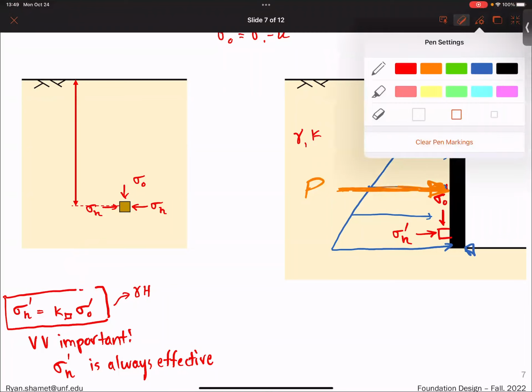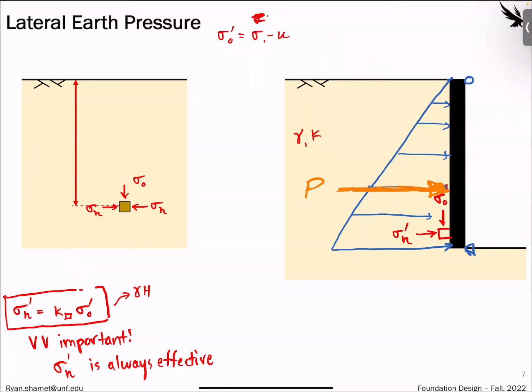Yeah, your sigma H should always be less than your sigma vertical. Sorry, good catch. So what this should be is our K value is equal to sigma H divided by sigma vertical. Yeah, that's right.